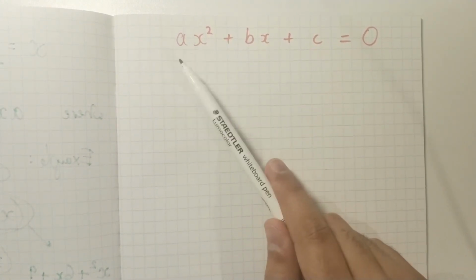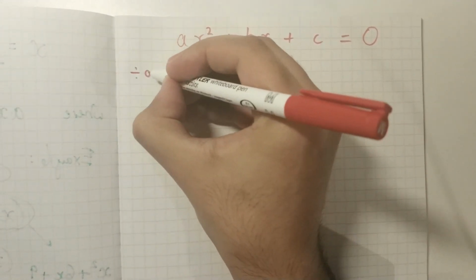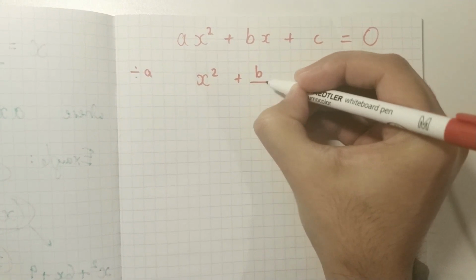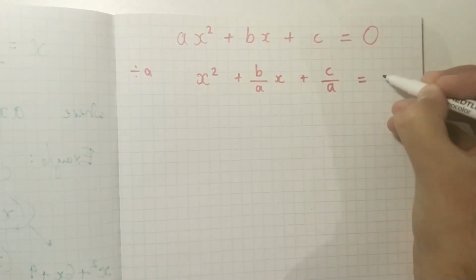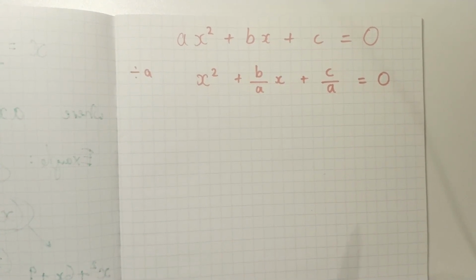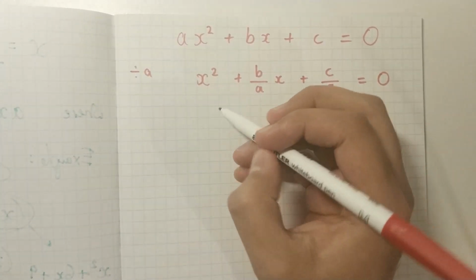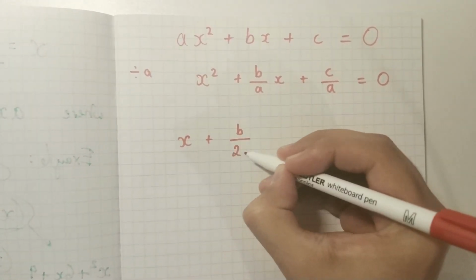And that tells me then that I'm allowed to divide through by a. If I divide through the whole thing by a, I end up with x squared plus b over a x plus c over a equals 0. Right. Next thing I'm going to do is try and use that method of completing the square. And I remember that I need to halve this. So I'm going to have x plus b over, you guessed it, 2a.